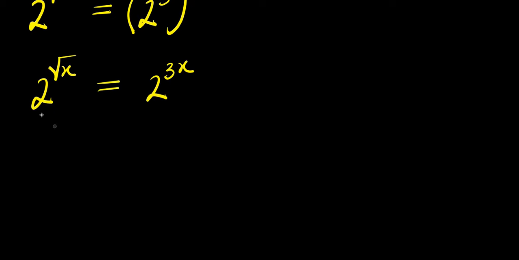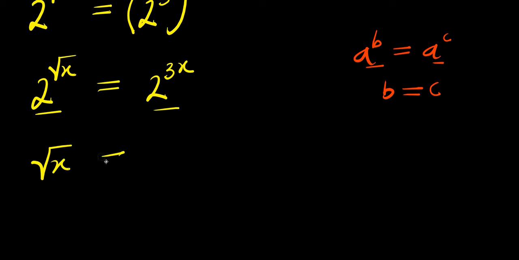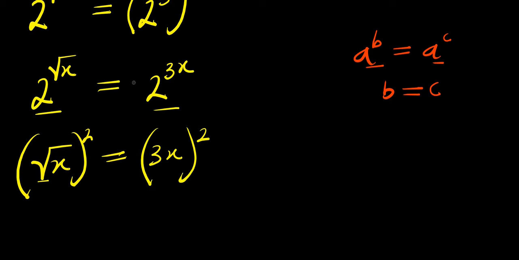So right now, the two bases are the same, so we can consider this other identity: if you have a power b and this equals a power c, since the bases are the same, we can say b equals c. So we have root x equals 3x. Now, what can we do? We need to eliminate this square root, and for us to do that, we raise this to the power of 2, and we raise this to the power of 2.